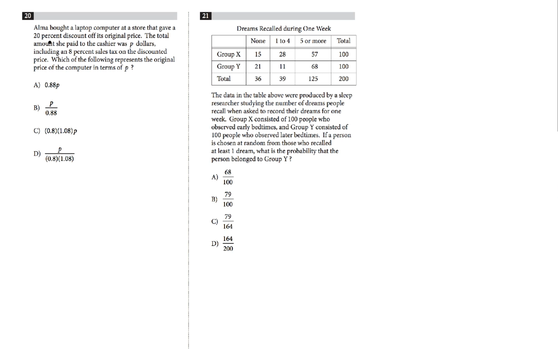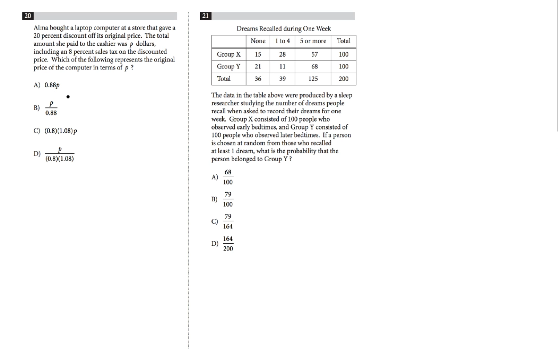Alma bought a laptop computer at a store that gave a 20% discount off its original price. The total amount she paid to the cashier was P dollars, including 8% sales tax on the discounted price. Which of the following represents the original price of the computer in terms of P? So, surprisingly, only 7 of you missed this one. I thought this one would be a little bit harder.